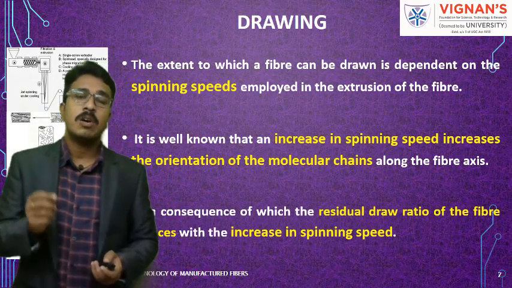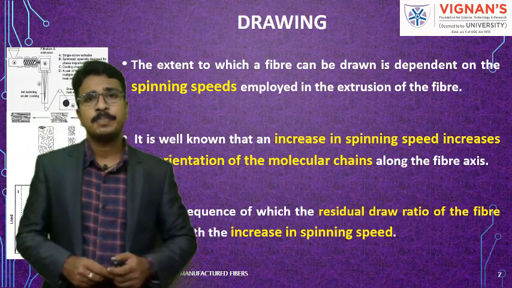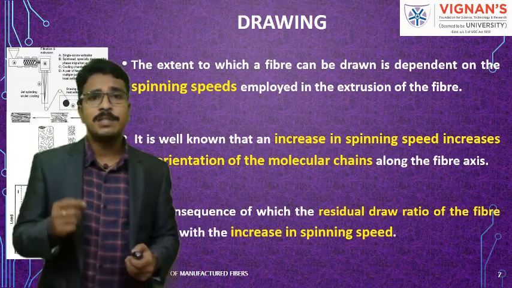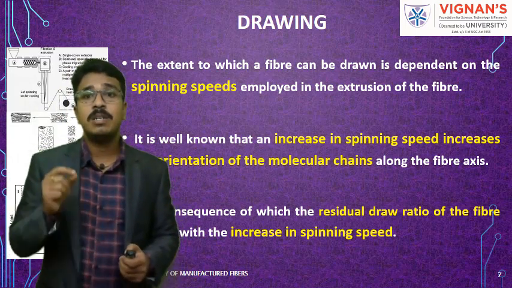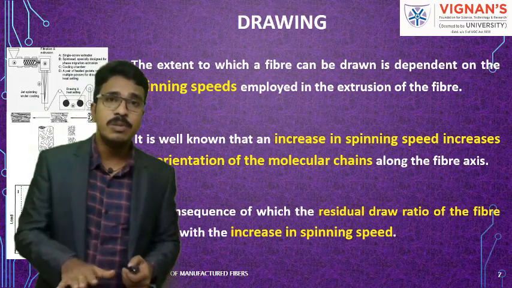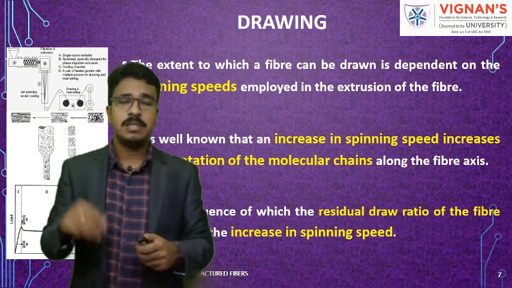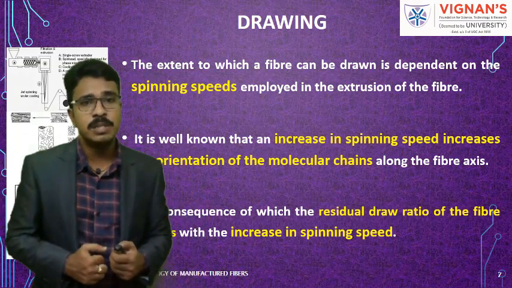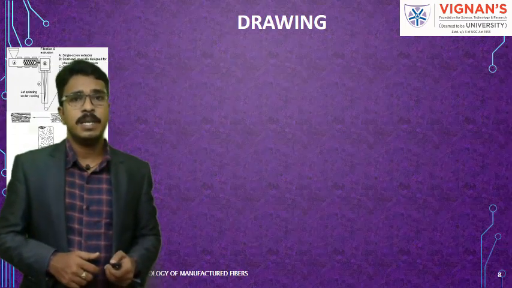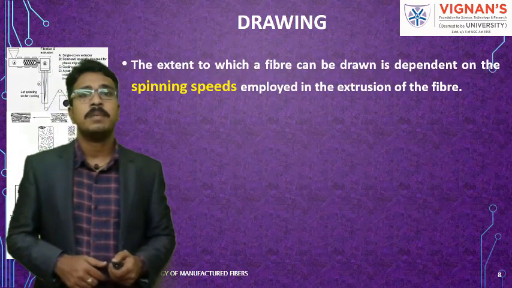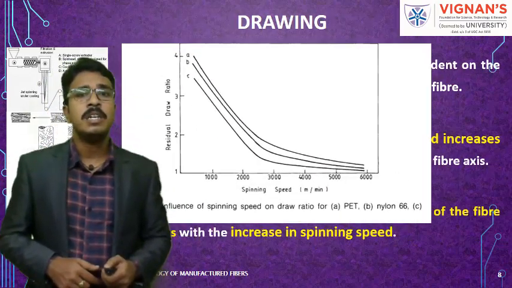As a consequence, the residual draw ratio of the fiber reduces. That is, the stretching of the filament reduces with the increase in spinning speeds. Okay, with the increase in spinning speeds.